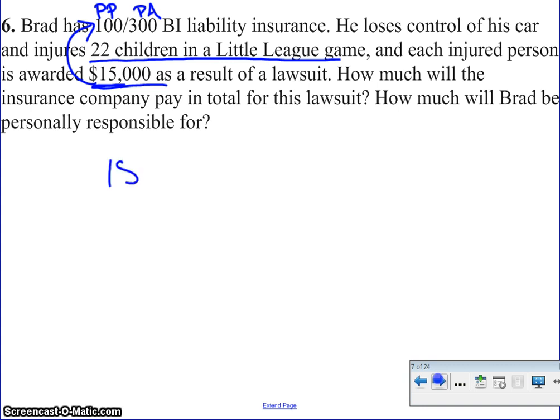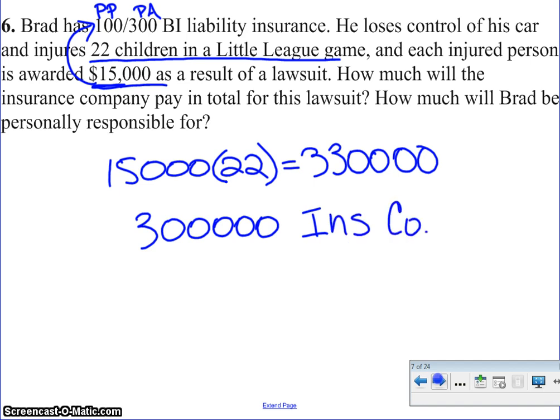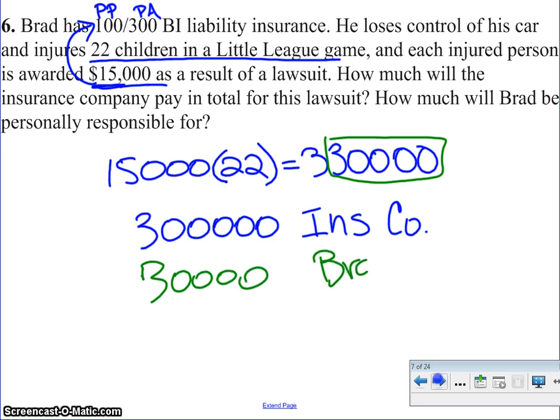Now we're just going to take the $15,000 and multiply it by the 22 students, and we get a total of $330,000. Figuring that $300,000 is the total that he is covered for, the insurance company is going to pay the $300,000, and whatever is left is what Brad pays. So you can see what is left here for Brad is the $30,000. So Brad will pay $30,000, insurance company will pay $300,000.